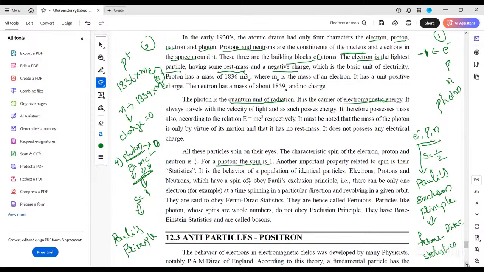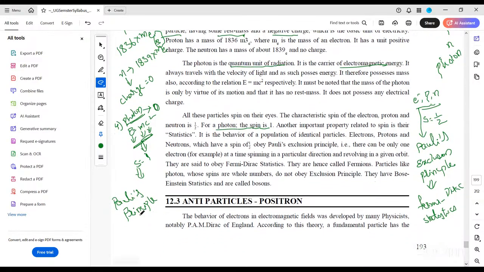So the final conclusion is that electron, proton, neutron are obeying Pauli's exclusion principle, so the statistics we consider is Fermi-Dirac statistics. Whereas the photon is not obeying Pauli's exclusion principle, so the statistics here is Bose-Einstein statistics. So which topic did we discuss?